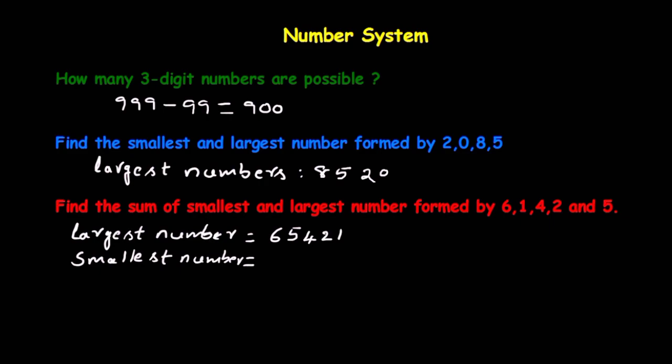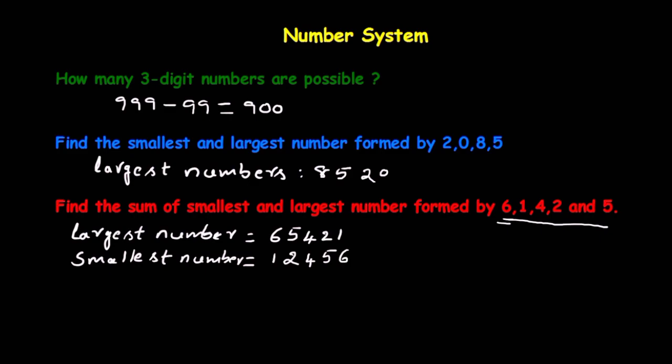Generally, for the largest number we took the highest digit, then the next highest digit, then the next highest digit 4, like that. Similarly, to find the smallest number from the given digits, we start with the smallest, that is 1. After 1, the next smallest number is 2. The next smallest after 2 is 4. After 4 we have 5 here, and the last one is 6.